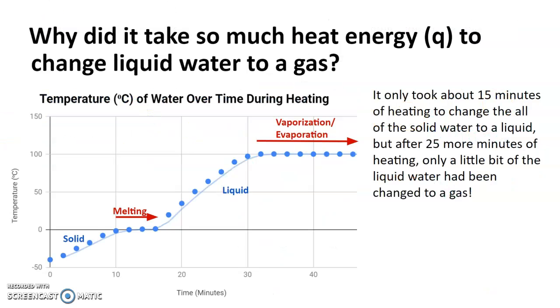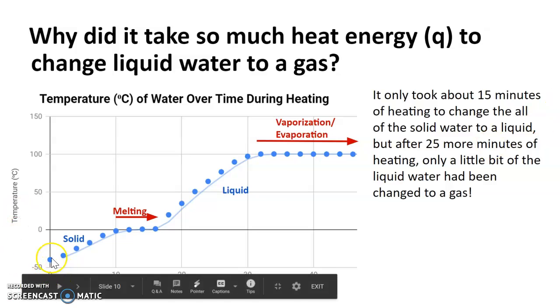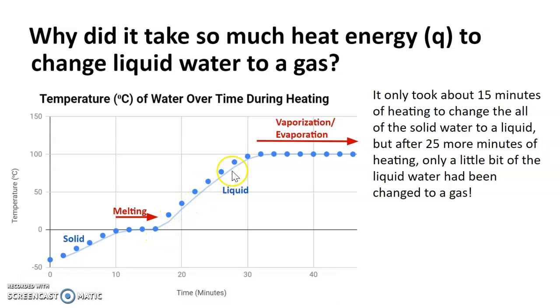We also want to think about, why did it take so much heat energy to change the liquid water to a gas? When we had solid water, it only took about 10 minutes to get to the point where it was starting to melt and become a liquid. But once it was a liquid, it took a really long time to get up to where it started to become a gas. And when the experiment ended, we still had liquid water.